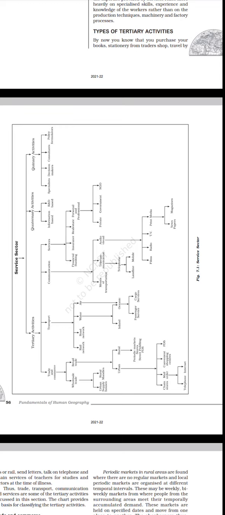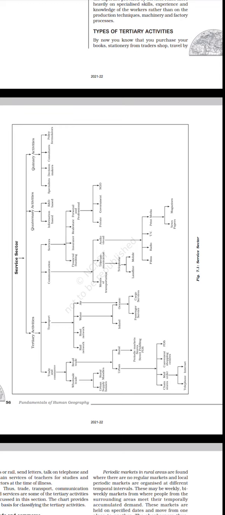Transport divided into four: rail network, road network, water, air. Water divided into two: inland, oceanic. Air divided into oceanic. Oceanic divided into passenger service, cargo services. Communication divided into four: means of transport, telecommunication, audio visuals.